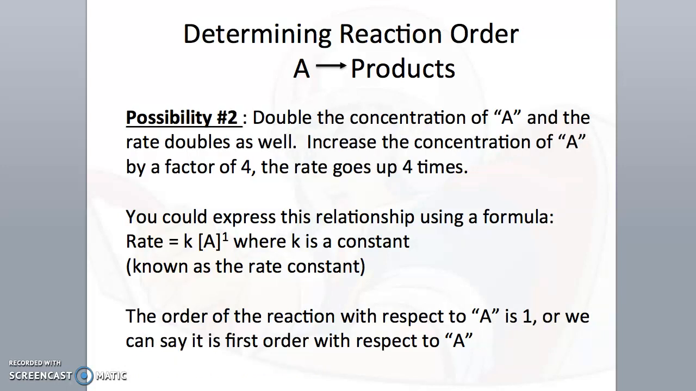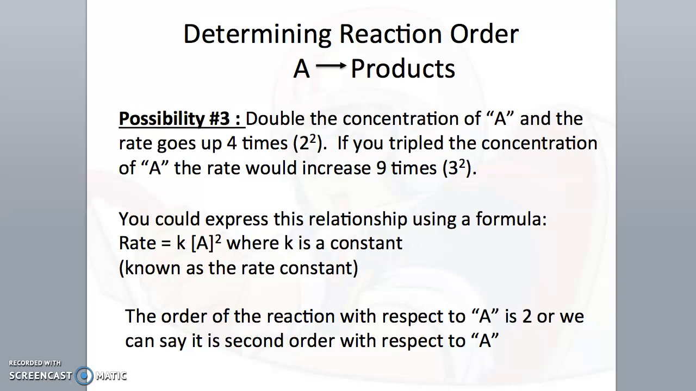In this scenario, we double the concentration of the reactant A, and the rate also doubles. This is first order in A. Our rate law can be written as rate equals k times the concentration of A, or A with the brackets around it.